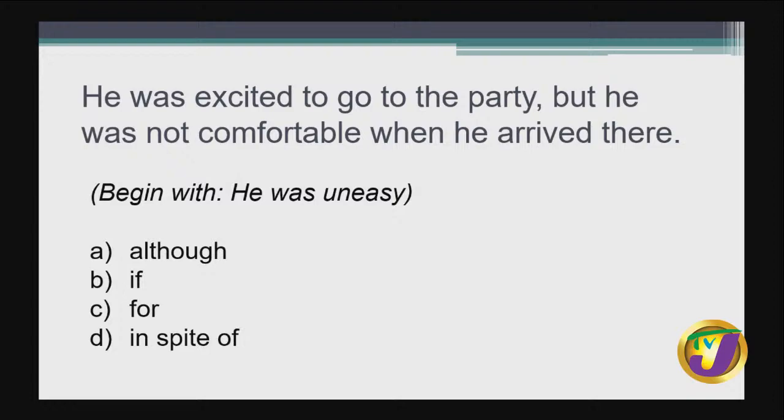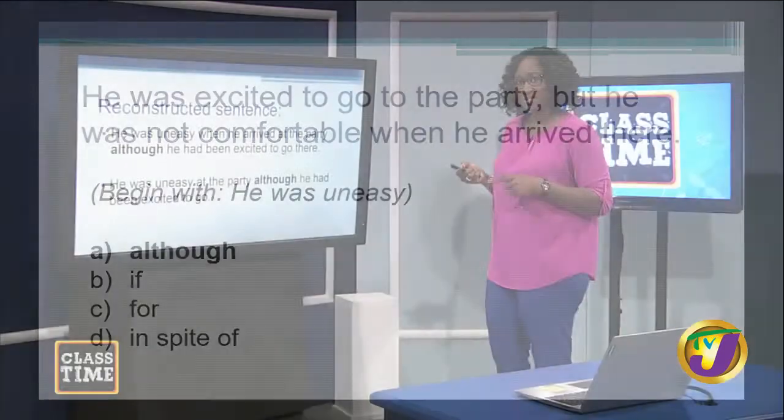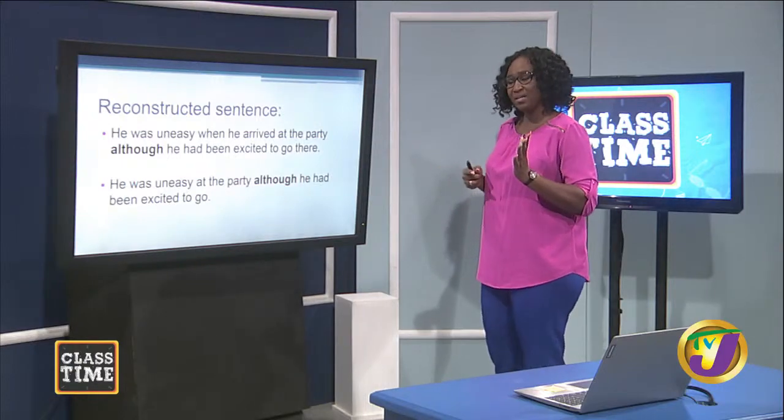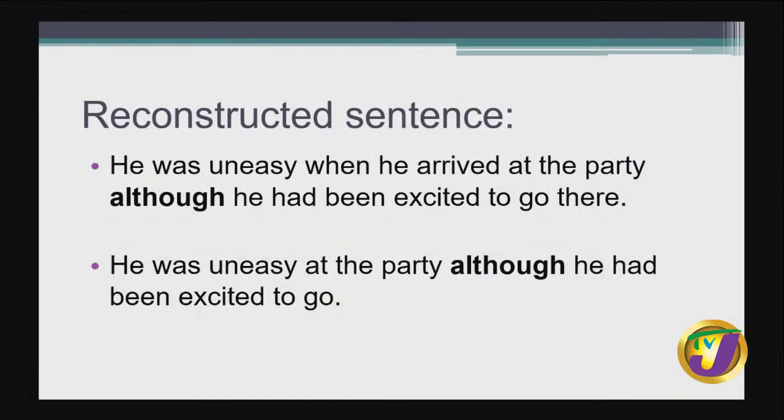So here is what your reconstructed sentence could look like. You have two ways you could have done it. So you could have said, he was uneasy when he arrived at the party, although he had been excited to go there. Or you could say, he was uneasy at the party, although he had been excited to go.